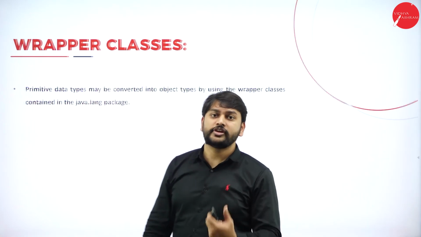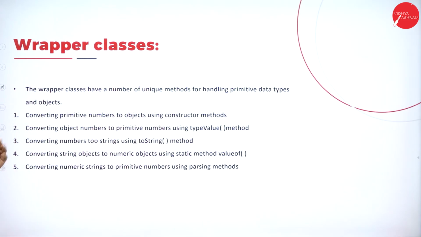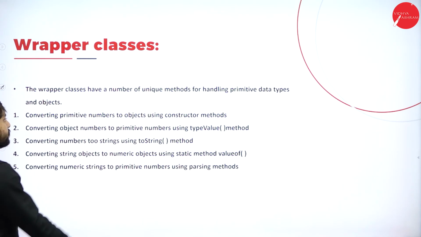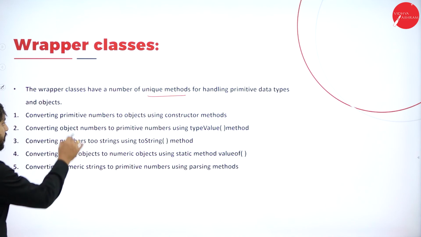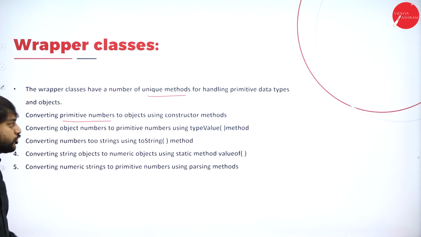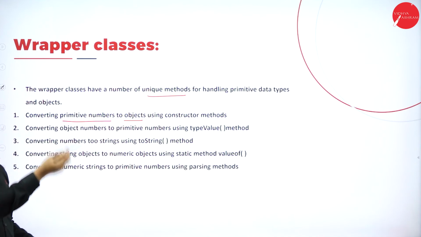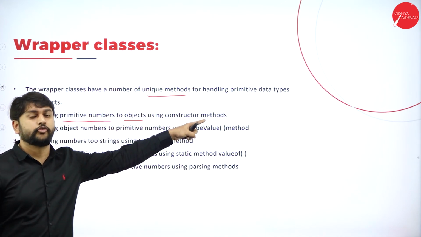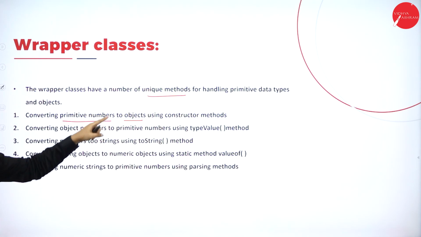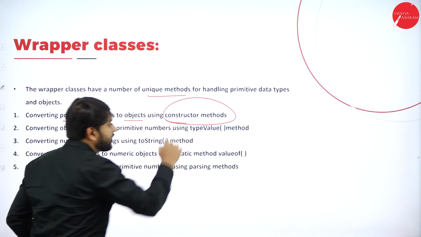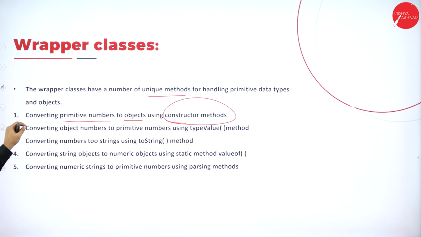So fine. I have listed out some of the important wrapper classes. Wrapper classes have many unique methods for handling primitive data types and objects. Let me discuss them one by one. The first one is converting primitive numbers to objects. How do I convert the number to objects? With the help of the constructor method. If I ask you how to convert primitive numbers to objects, you will be using the constructor method. That is the first method that you have with respect to the wrapper classes.